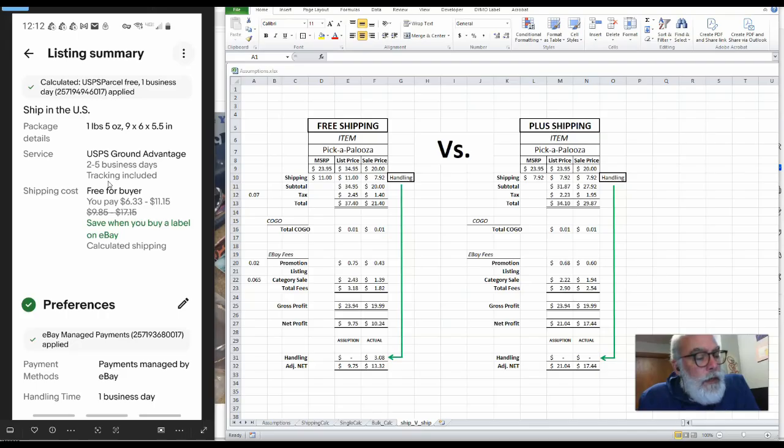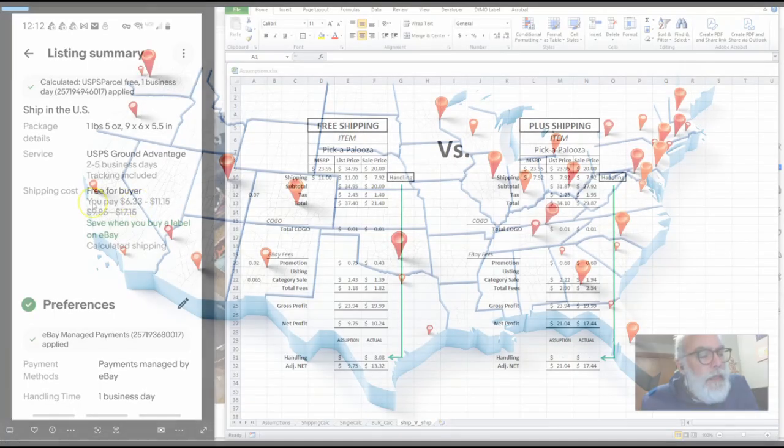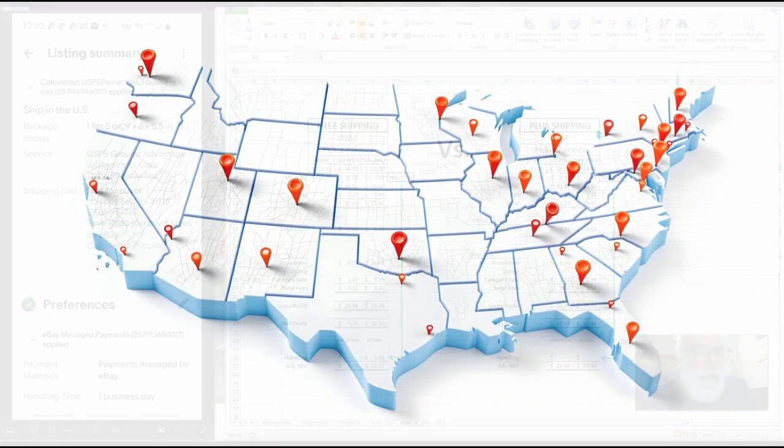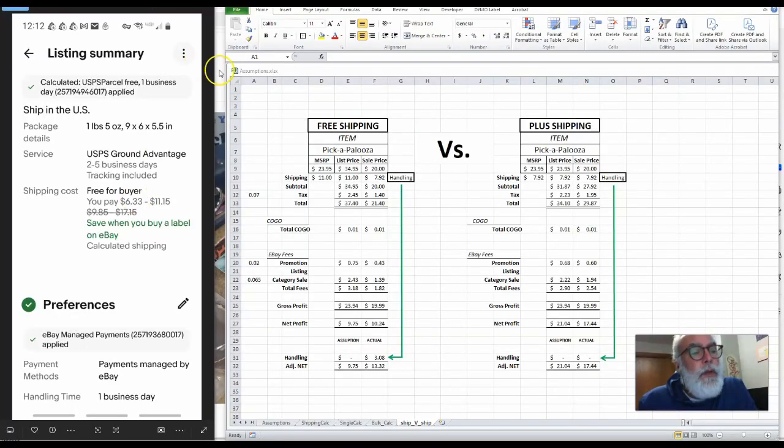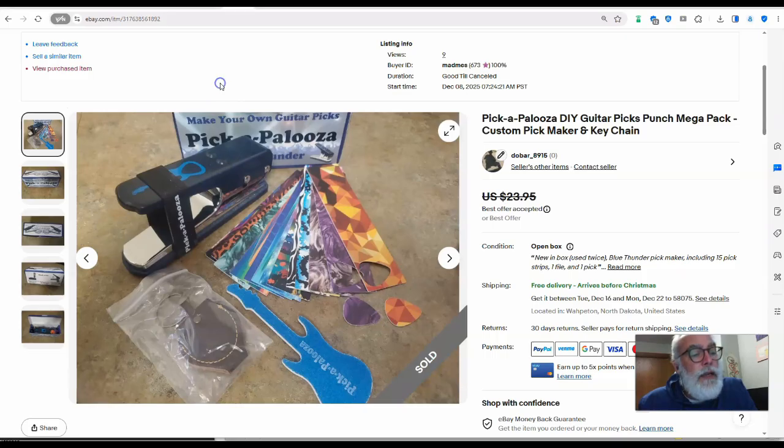But right here, you pay $6.33 to $11.15. So I can only assume that that means it's calculated shipping based on my location to anywhere USA. Now, if that's true, this information here is not the item in question.